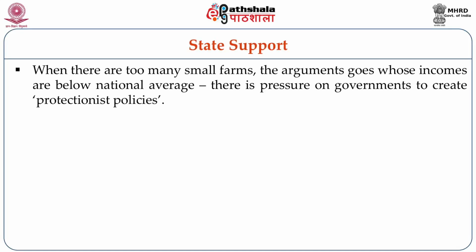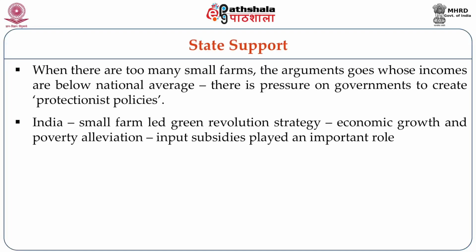State support. When there are too many small farms whose incomes are below the national average, the argument goes, there is pressure on government to create protectionist policies. This essentially means you have a country with a large number of small farmers and a large number of people dependent on casual agricultural wage work, so the government needs to have policies to protect them. In India, a small farm-led green revolution strategy led to economic growth and poverty alleviation.